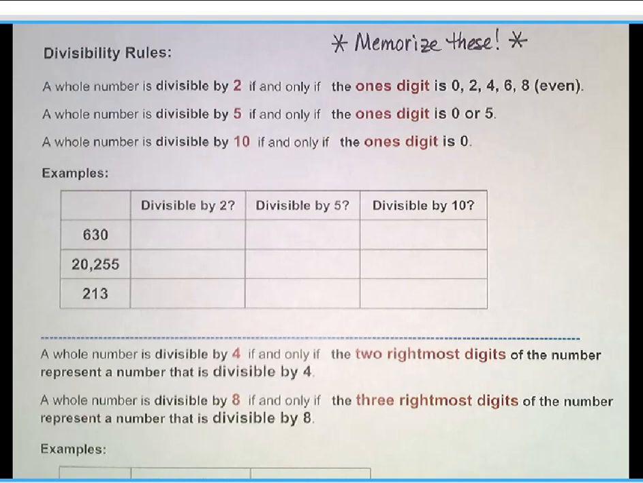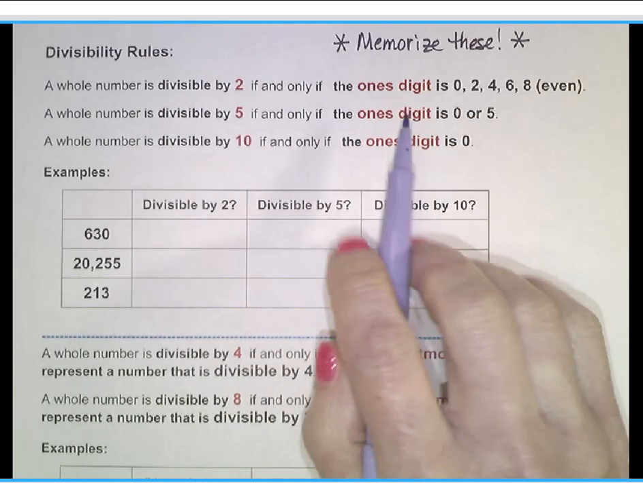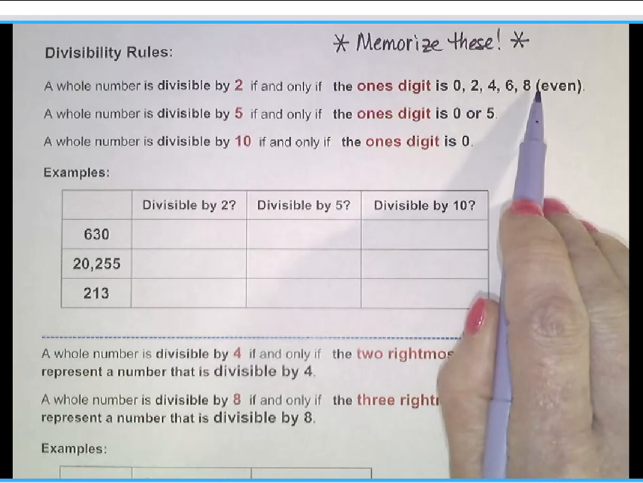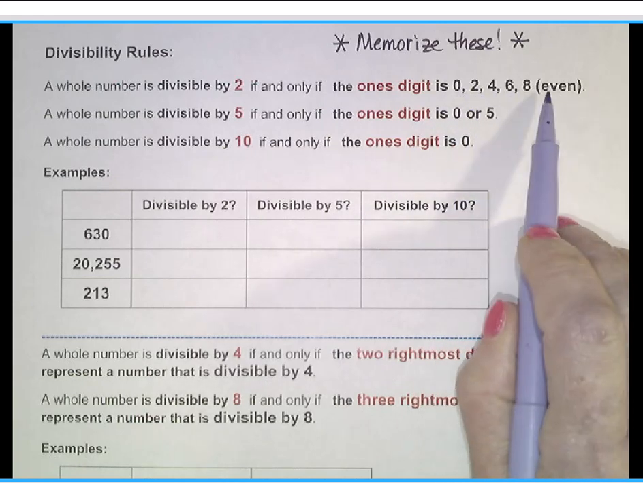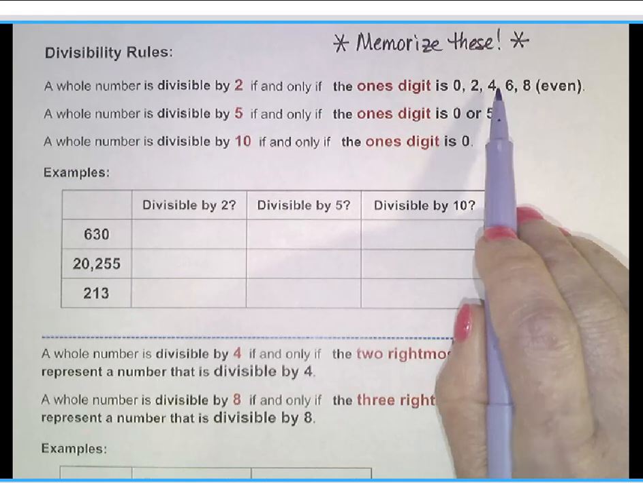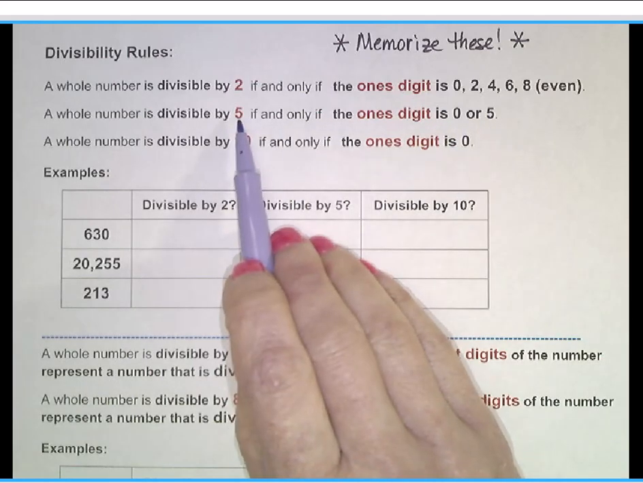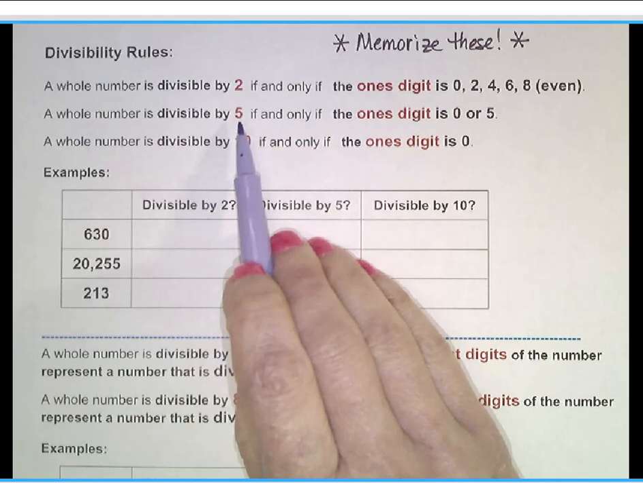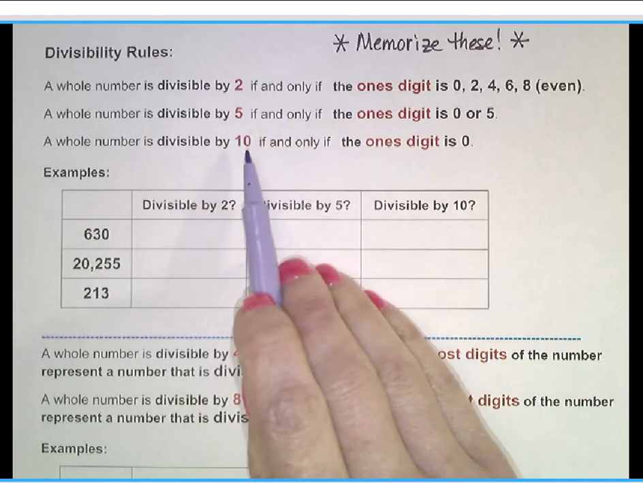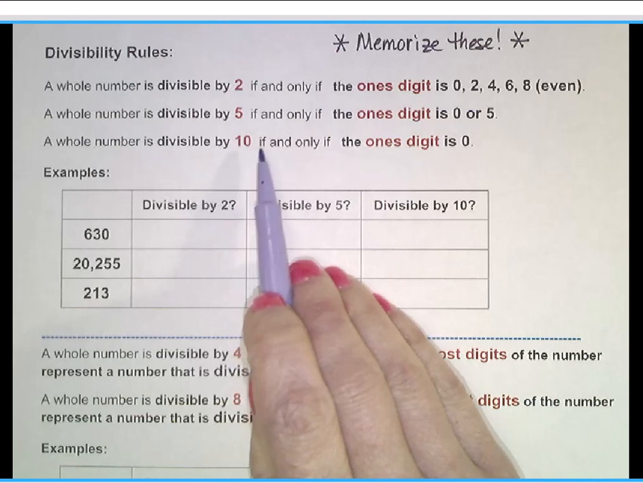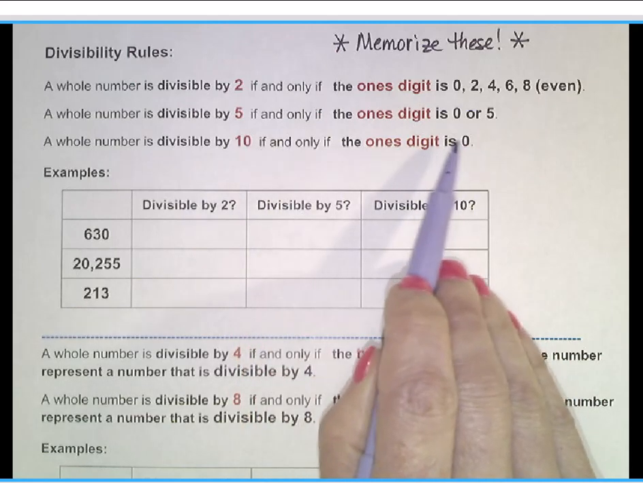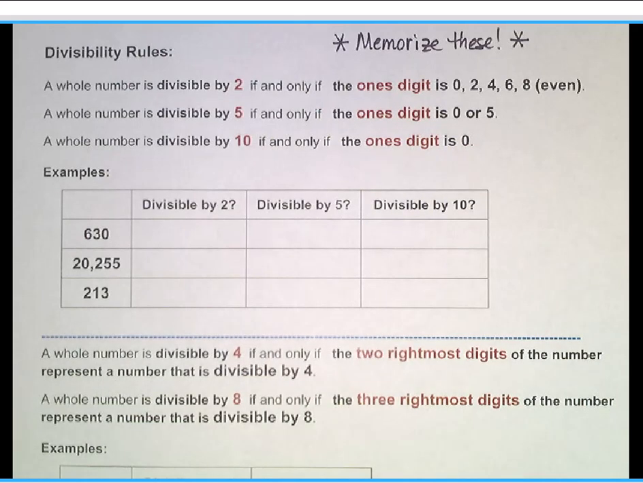So how you tell if a whole number is divisible by 2 is you look at the ones digit. If it's an even number, 0, 2, 4, 6, or 8, just the ones digit, then it's divisible by 2. If the ones digit is a 0 or 5, one or the other, the number is divisible by 5. And think about when you skip count by 5s, you go 5, 10, 15, 20, 25, 30, 35, 40. See, all the numbers I just said end in either a 0 or a 5. And a number is divisible by 10 if and only if the ones digit is a 0. And you probably already know that rule. If a number ends in 0, it's divisible by 10.